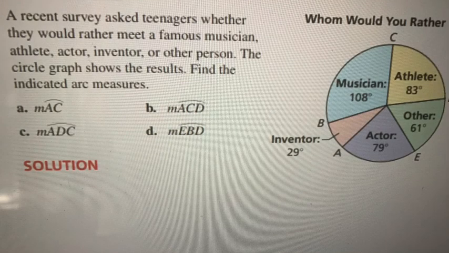A recent survey asked teenagers whether they would rather meet a famous musician, athlete, actor, inventor, or other person. The circle graph shows the results. Find the indicated arc measures. Now, they've already given you the degrees of each angle. So, can you find the missing measures?